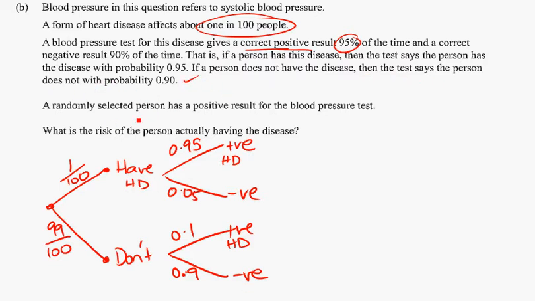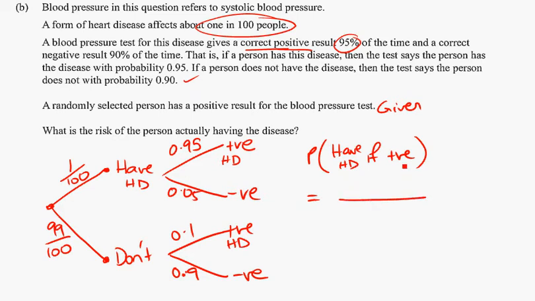Right, a randomly selected person has a positive result for the blood pressure test. What is the risk they actually have the disease? So this is what we're given. They've had a positive result. We want to find the probability that they actually have heart disease. Remembering that the one that you're given is on the denominator, so that's the probability of a positive test, and on the top is the probability of having heart disease and you test positive.